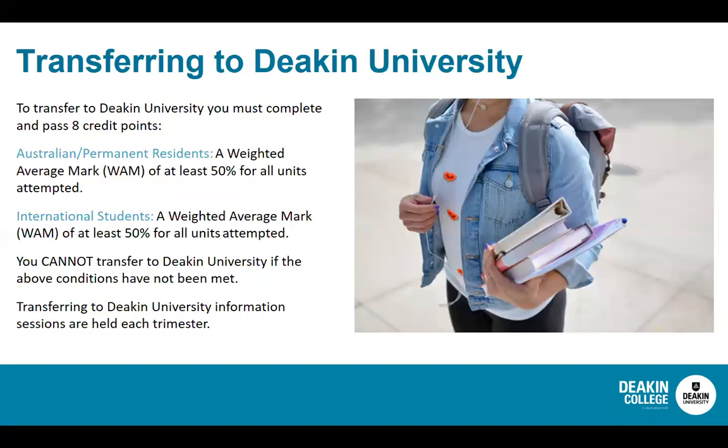In terms of transferring to Deakin University, you must complete and pass 8 credit points. For Australian and permanent residents, you must achieve a weighted average mark, or WAM, of at least 50% for all units attempted. For international students, your weighted average mark must also be 50% for all units attempted. You cannot transfer to Deakin University if the above conditions have not been met. And transferring to Deakin University information sessions are held each trimester.